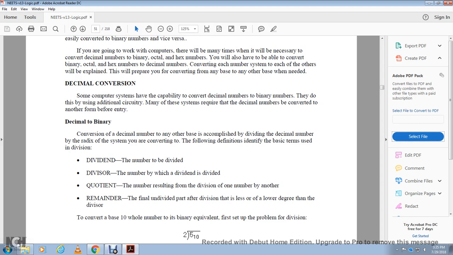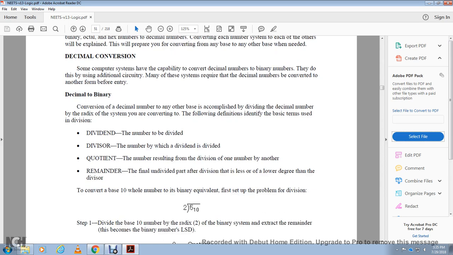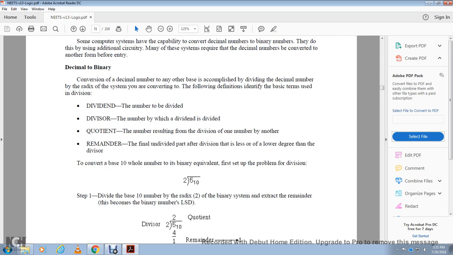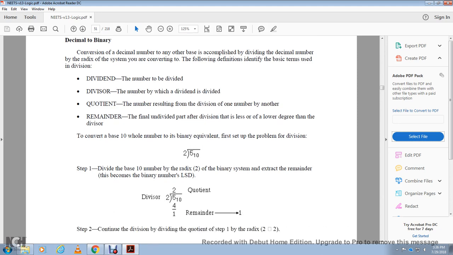To convert the base 10 whole number 5 to its binary equivalent, the first step is to divide the base 10 number by the radix 2 of the binary system, and extract the remainder to become the least significant digit. Alright, so 2 goes into 5 two times, which makes 4, with a remainder of 1.